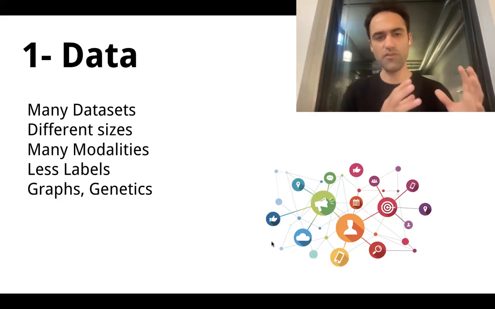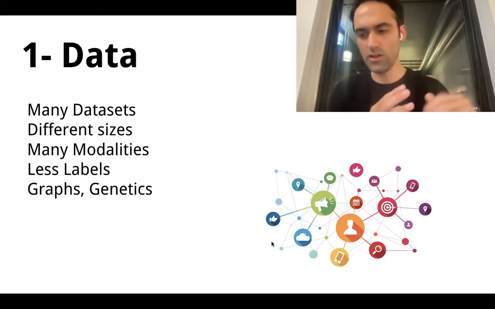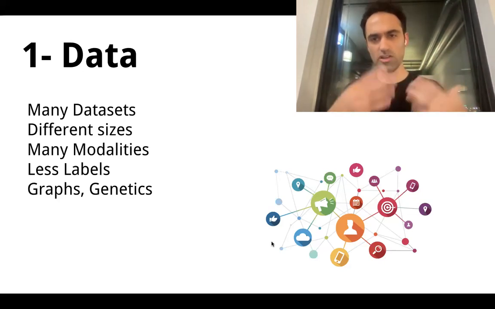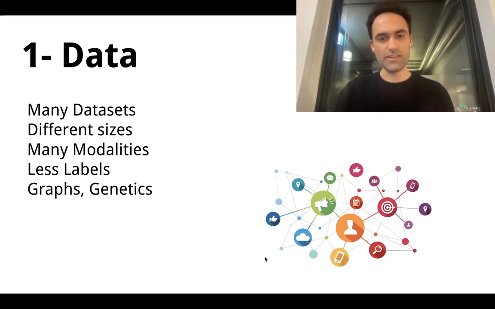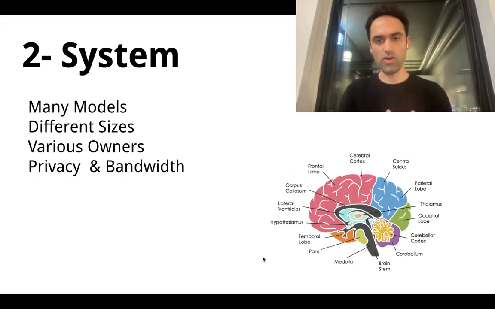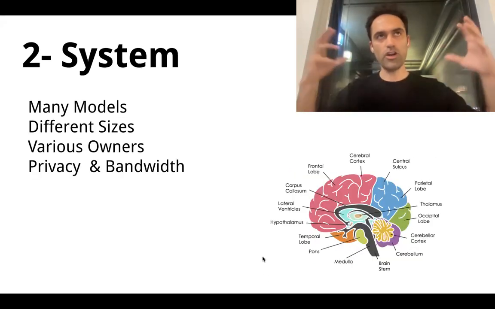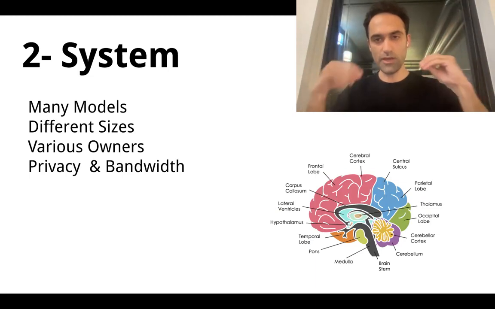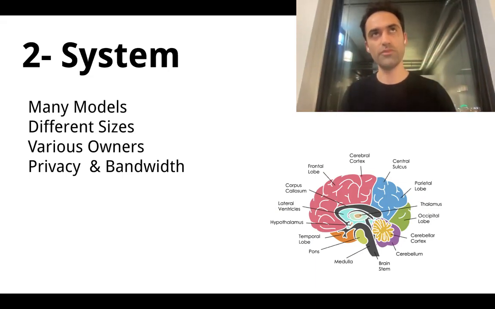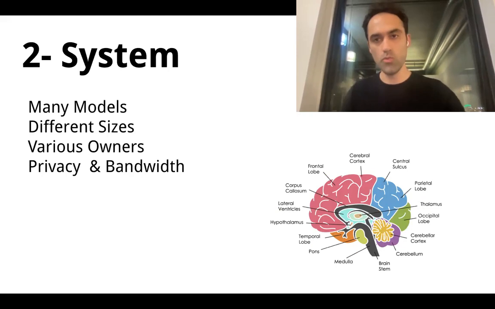For example, graphs is one big new thing, and then genetics data. We're going to talk about all of them. The second dimension that I want to talk about is how we connect all these models. And I think this is the biggest differentiation of ML 3.0 to ML 2.0.